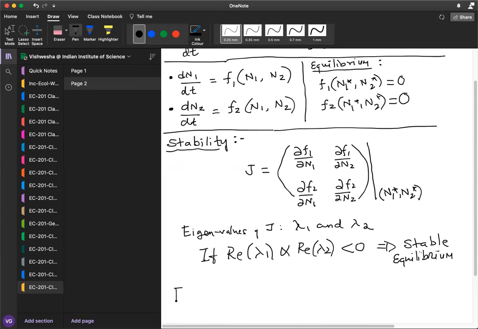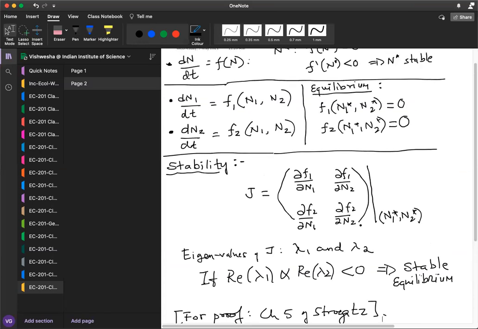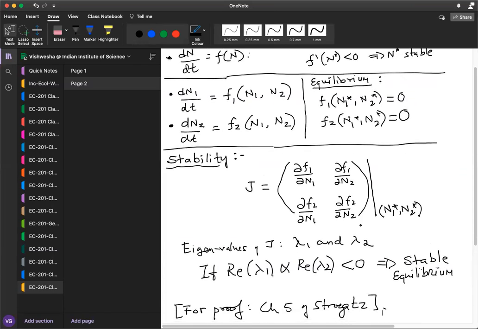For proof, please refer to the books that I have recommended. You can look at chapter 5 of Strogatz. I think it's there in 4 or 5, but I think 5 is the right chapter. Yeah, that's what it is. Okay. Any questions on this?